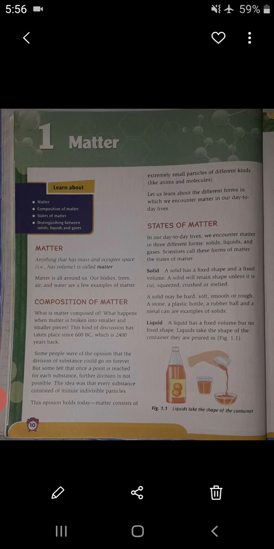Particles in solid are tightly bound together by strong attractive forces. In liquids, the force binding the particles is not as strong as in solids. In gases, the forces of attraction between particles are almost negligible. So that's all we learned in this chapter. Now let's solve the exercise questions.